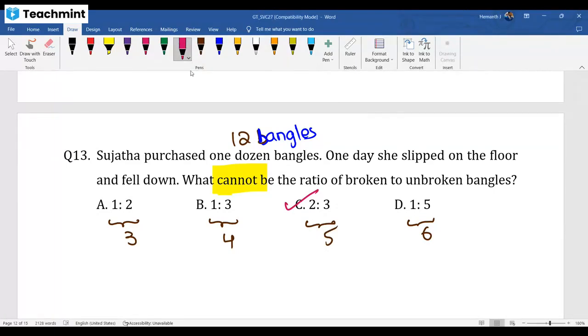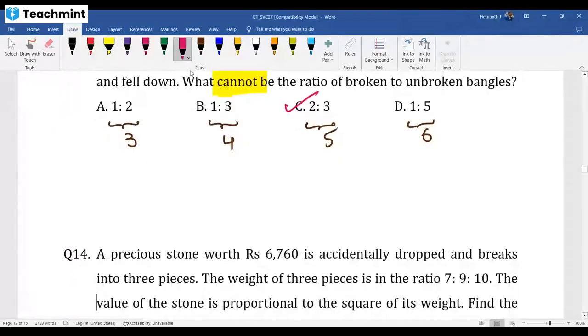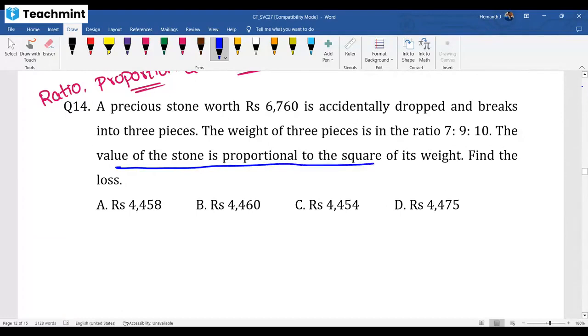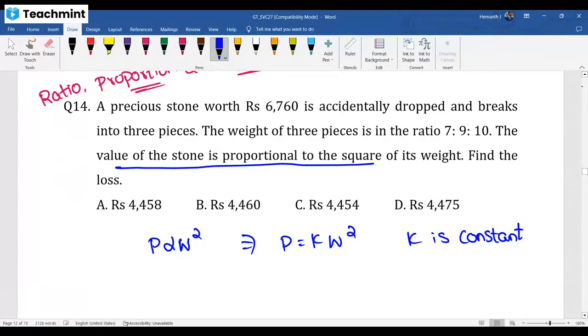Right. So, two more questions, 15 in quant, 10 in reasoning, like that at least. The price is proportional to the square of its weight. If you remove that proportionality, I'll get some constant K. K is constant. To find that constant, they have given the price of the stone as 6760.